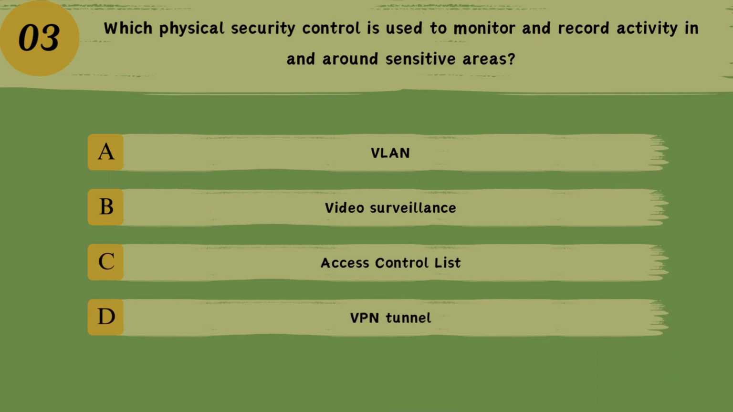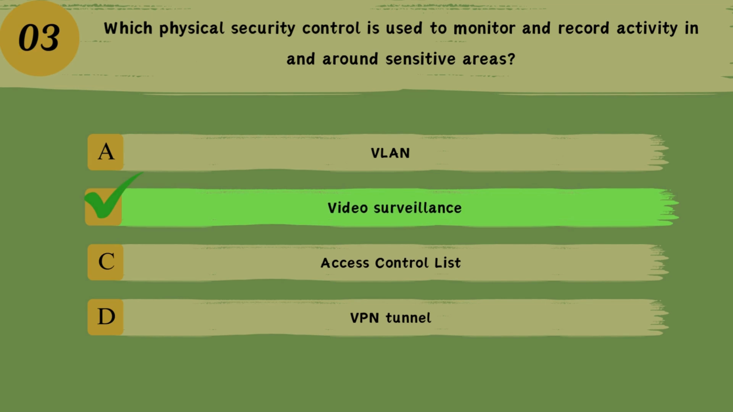Question 3. Which physical security control is used to monitor and record activity in and around sensitive areas? A. VLAN. B. Video surveillance. C. Access control list. D. VPN tunnel.